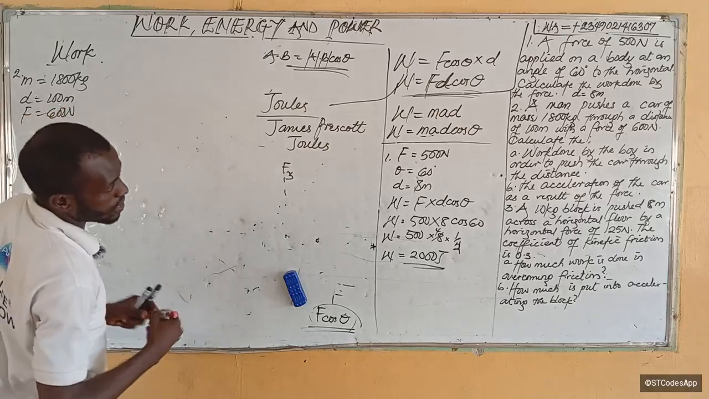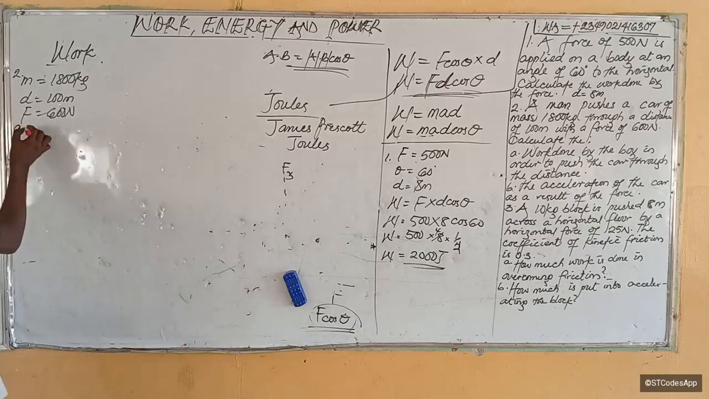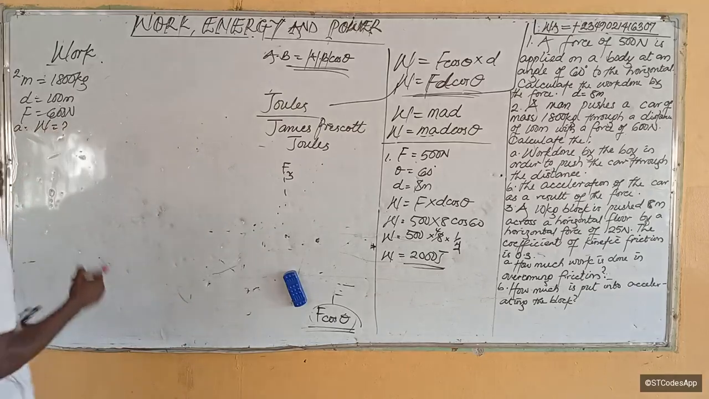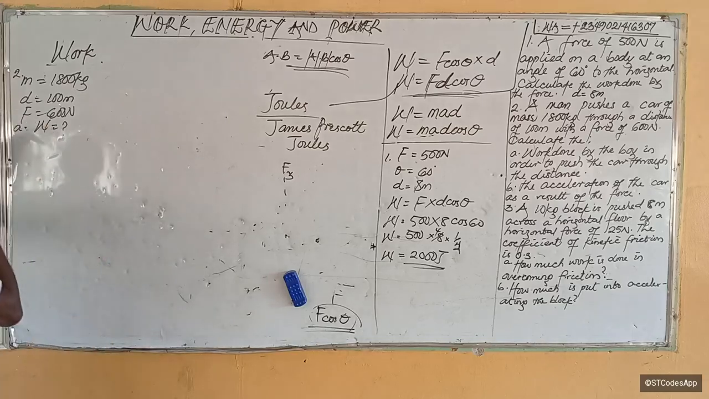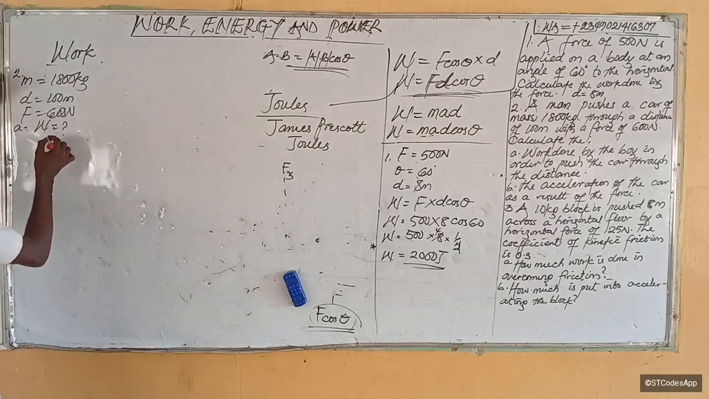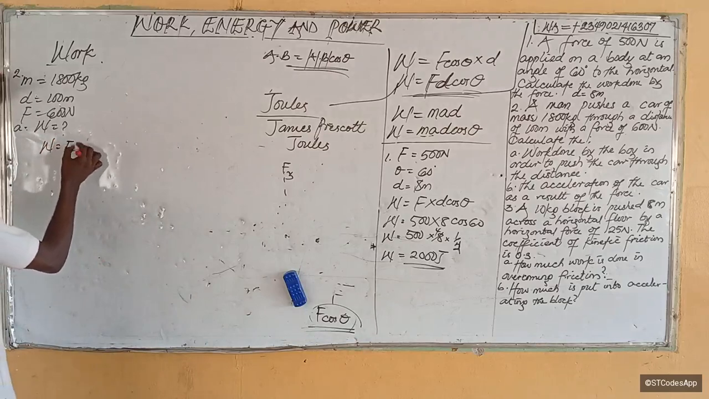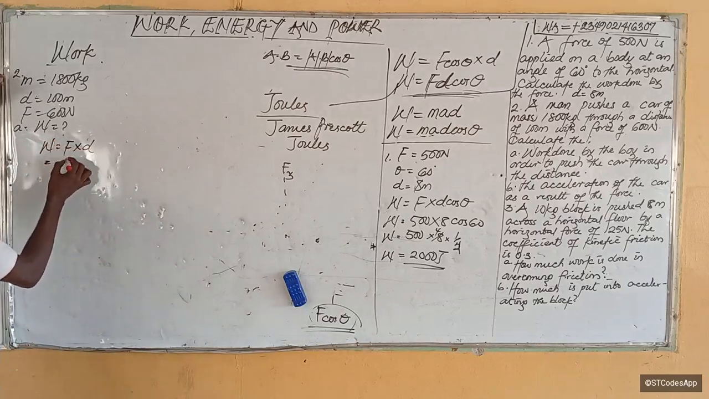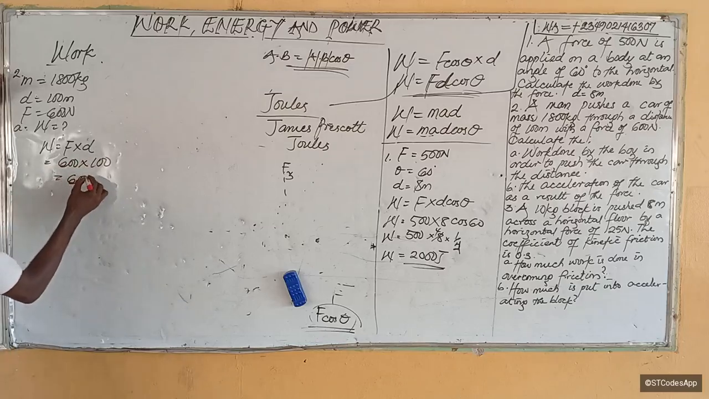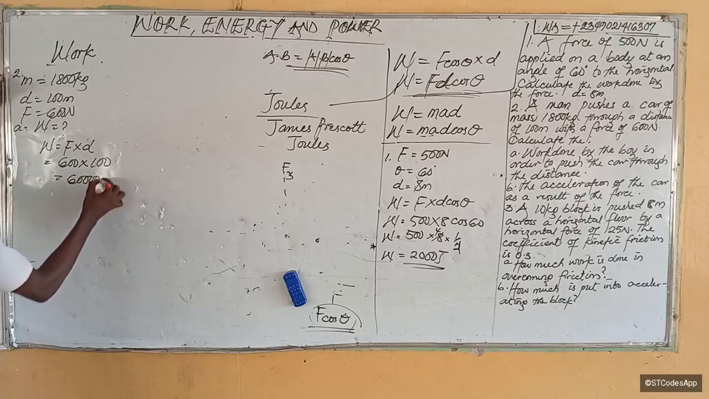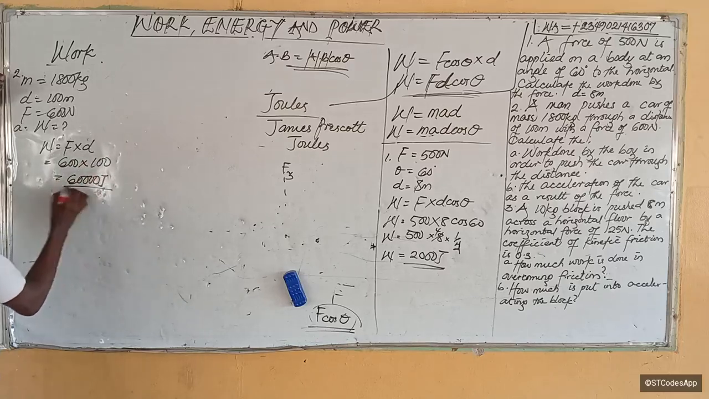He says we should calculate A, the work done, and B, the acceleration. So let's calculate work done first. In this case, the work done is going to be force times distance. So that is 600 times the distance moved, 100. That becomes 60,000 joules. That's the work done.